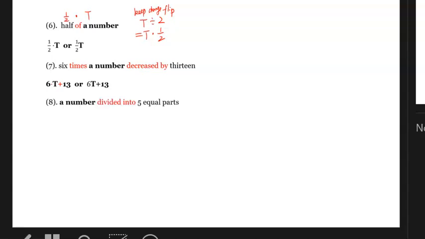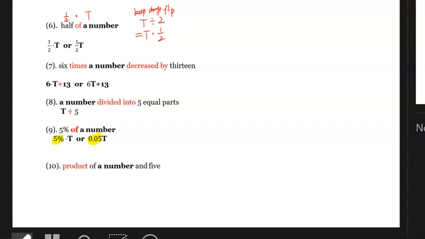And next, we have a number divided into 5 equal parts. So if we want to divide a number into 5 equal parts, we just take the number t, divide by 5. Now again, of means multiplication, so we have 5% times t. If you want to convert the percent to a decimal, you can move the decimal point to the left 2 times to get 0.05 times t.